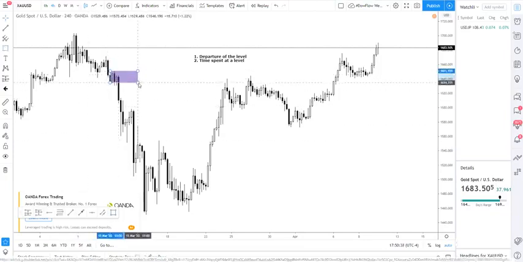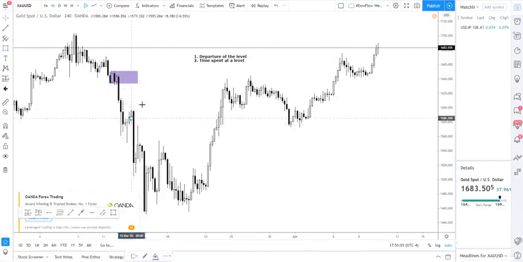Over here, this is actually institutional selling. How do I know? Look at our first factor, departure of the level. Look at how price departed from this level. You have one big bullish engulfing pattern over here. You have another big candle down, and you have another one over here. If you look at this one over here as well, there was also institutional selling. You look at the sell down. So the first factor is departure of the level.